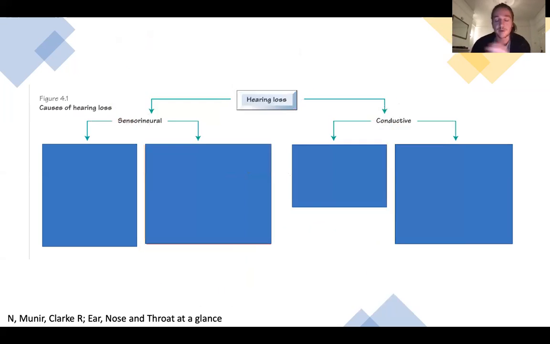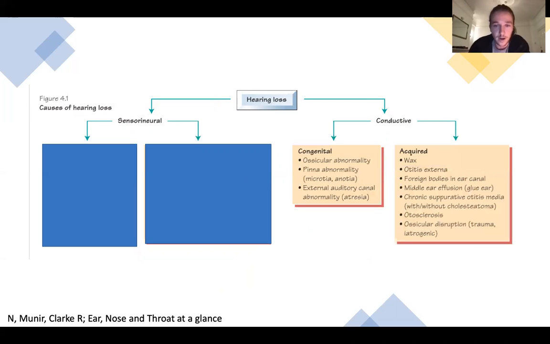So now that that's a basic rundown of the two types of hearing loss and the actual process of hearing, you can then further subdivide your conductive and sensory neural hearing loss into congenital causes and acquired causes. When you think about it, it's the same as anything in medicine. Anything congenital is something you've had since birth that can cause a problem in that process from the ossicles outwards.